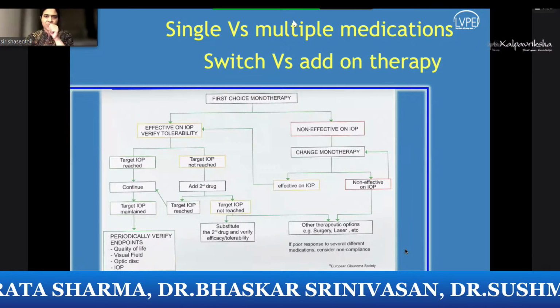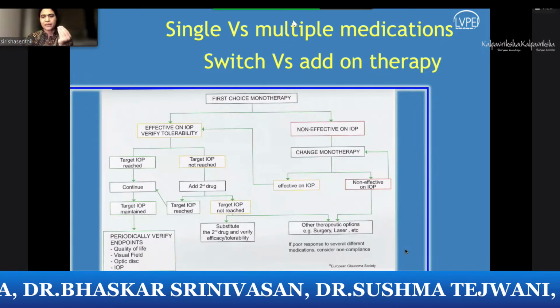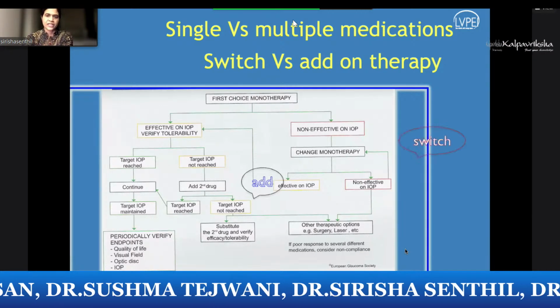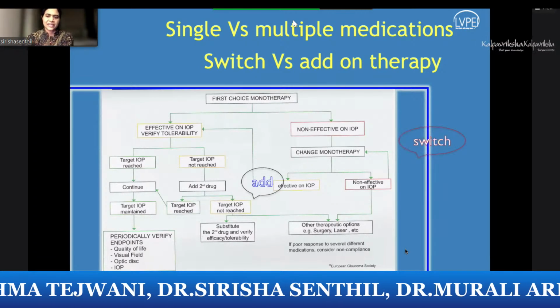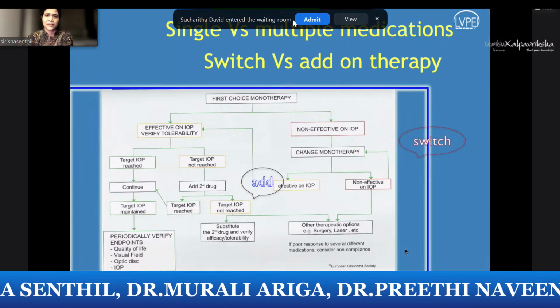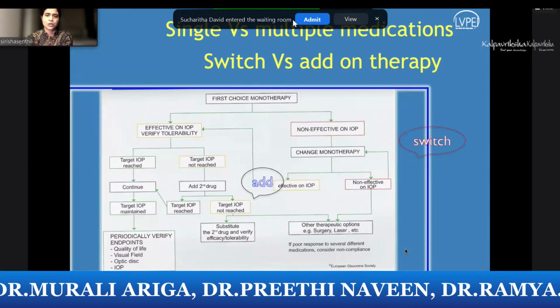When the first line drug doesn't help, or is helping but is not as effective as what you require, or the target IOP is not reached, then we may have to add medications. If the medication doesn't work at all, or if the patient develops a complication or side effects, then we may have to switch therapy.